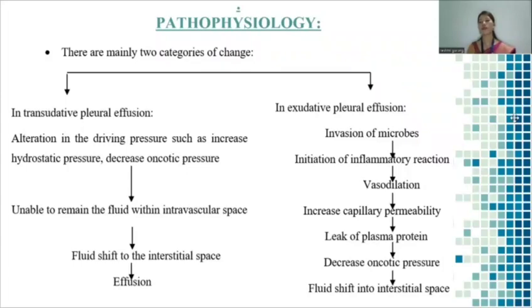Once there is a leakage of plasma protein from the blood, what happens? There will be decreased oncotic pressure, which further leads to shifting of fluid into the interstitial space. As we all know, protein is very important, as it acts as a binding factor. Once our body loses protein, the fluid will start shifting from the intravascular to the interstitial space. So these are the two pathophysiologies.